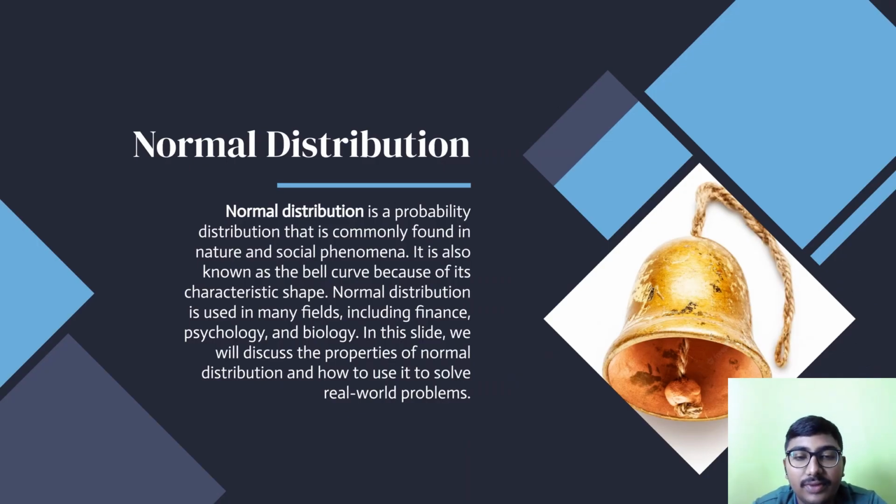The second type of probability distribution is normal distribution. Normal distribution is the probability distribution that is commonly found in nature and social phenomena. It is also known as the bell curve because of its characteristic shape. Normal distribution is used in many fields including finance, psychology and biology. In this slide, we will discuss the properties of normal distribution and how it is used to solve real-world problems. Okay, what is normal distribution?